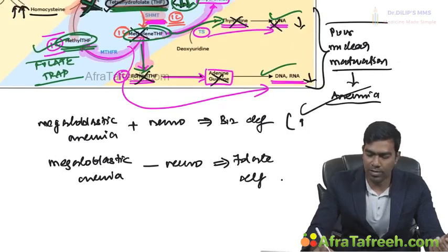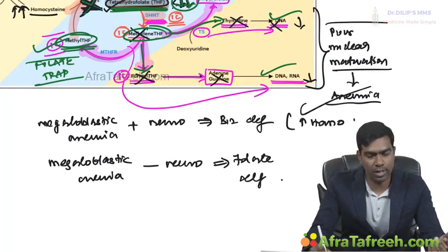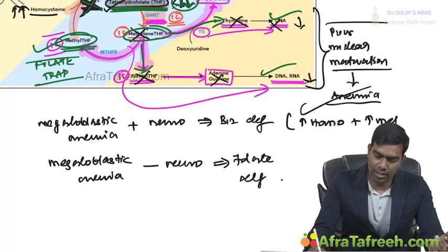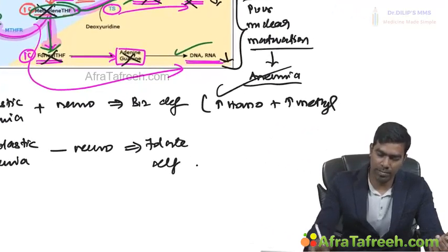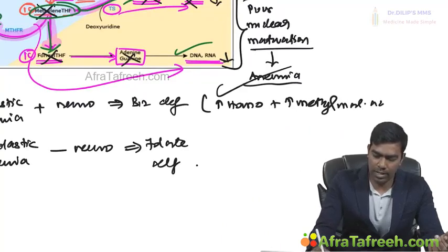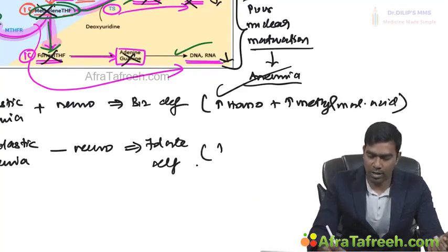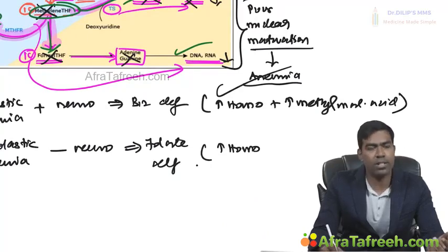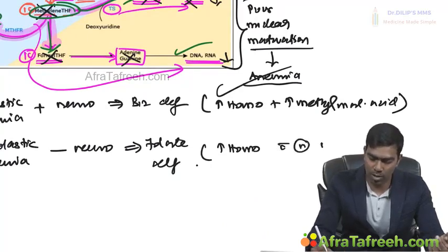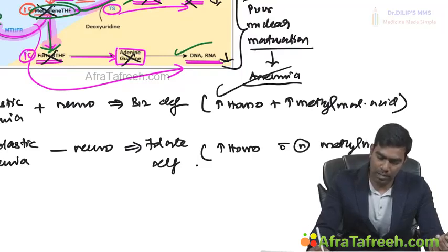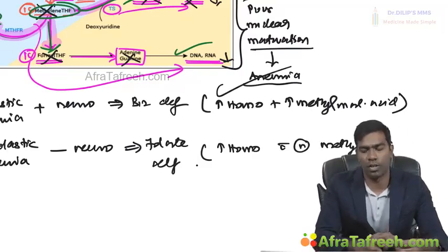And remember, in B12 deficiency, there will be both increased homocysteine as well as increased methylmalonic acid. Increased methylmalonic acid will be there. Whereas in folate deficiency, there will be only increased homocysteine with normal methylmalonic acid. With normal methylmalonic acid. Very important point, all these things.